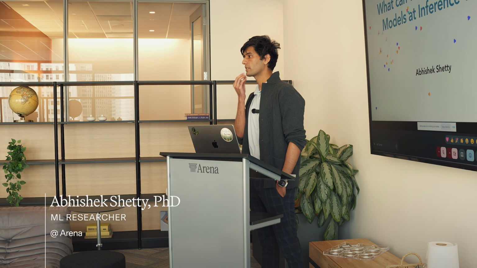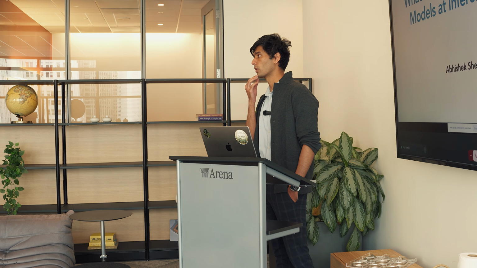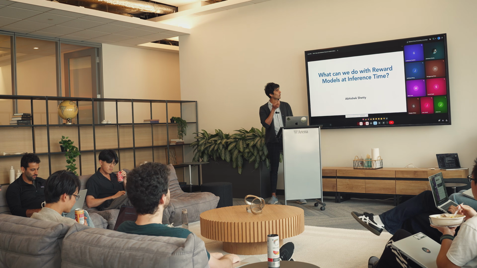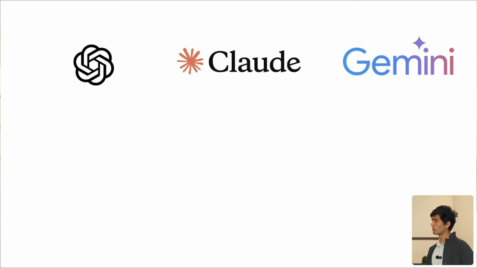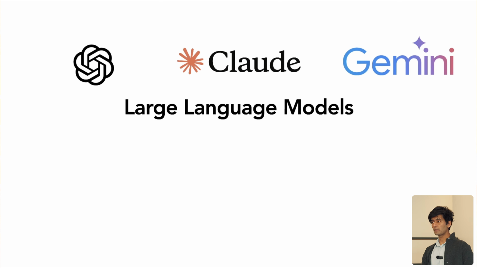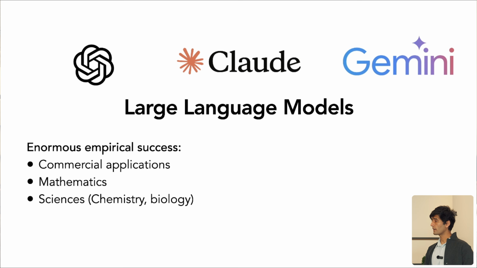Today I'm going to talk about things that I've been thinking about, things that I think are important going forward. Mostly having to do with what we can do with reward models at Inference-time in modern language modeling. As most of you are familiar with, modern language models are extremely powerful technologies, and they've been dictating how we interact with the world, how we do science, how we do computer science and so on. They have had enormous empirical success with commercial applications, applications such as math and the physical sciences.